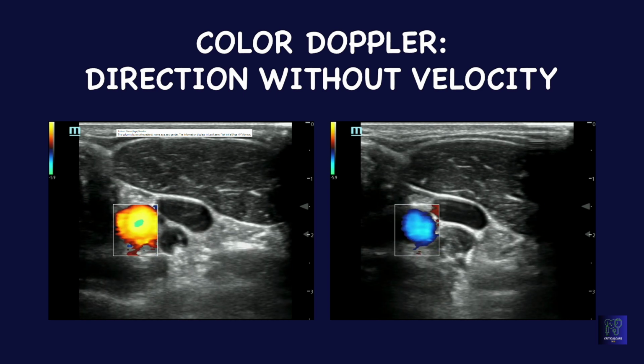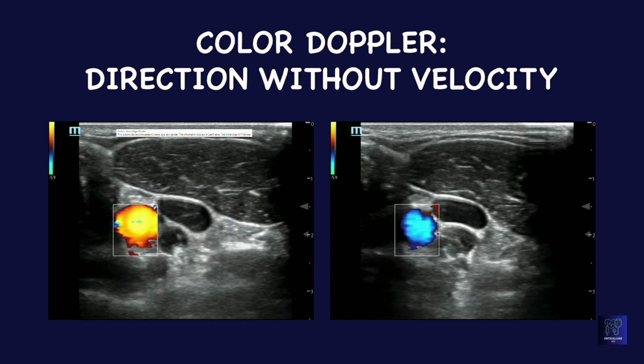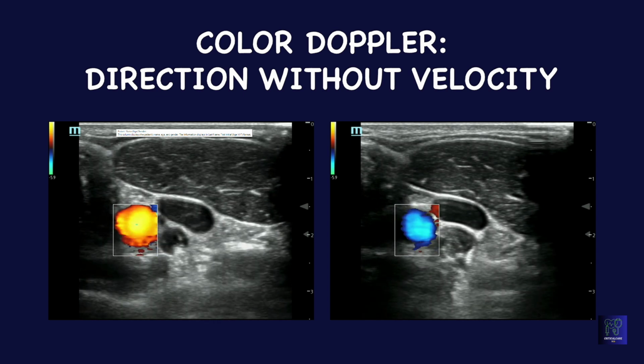So keep in mind that the color itself doesn't help you differentiate artery from vein. You need to know how the probe was held, and based on the direction of blood flow, you can tell whether it is an artery or a vein.